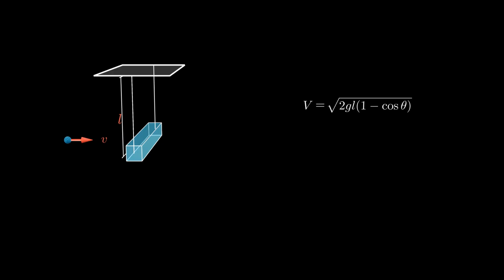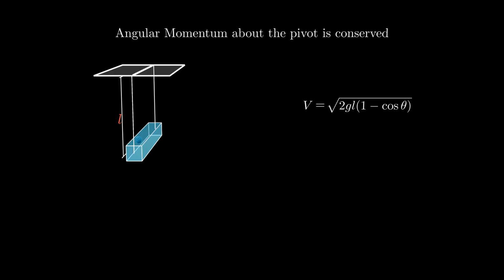Now let us analyze the collision itself. The collision happens in a very short time. During this time, gravity and tension act vertically, so they produce no torque about the point of suspension. Therefore, the angular momentum about the point of suspension is conserved during the motion.